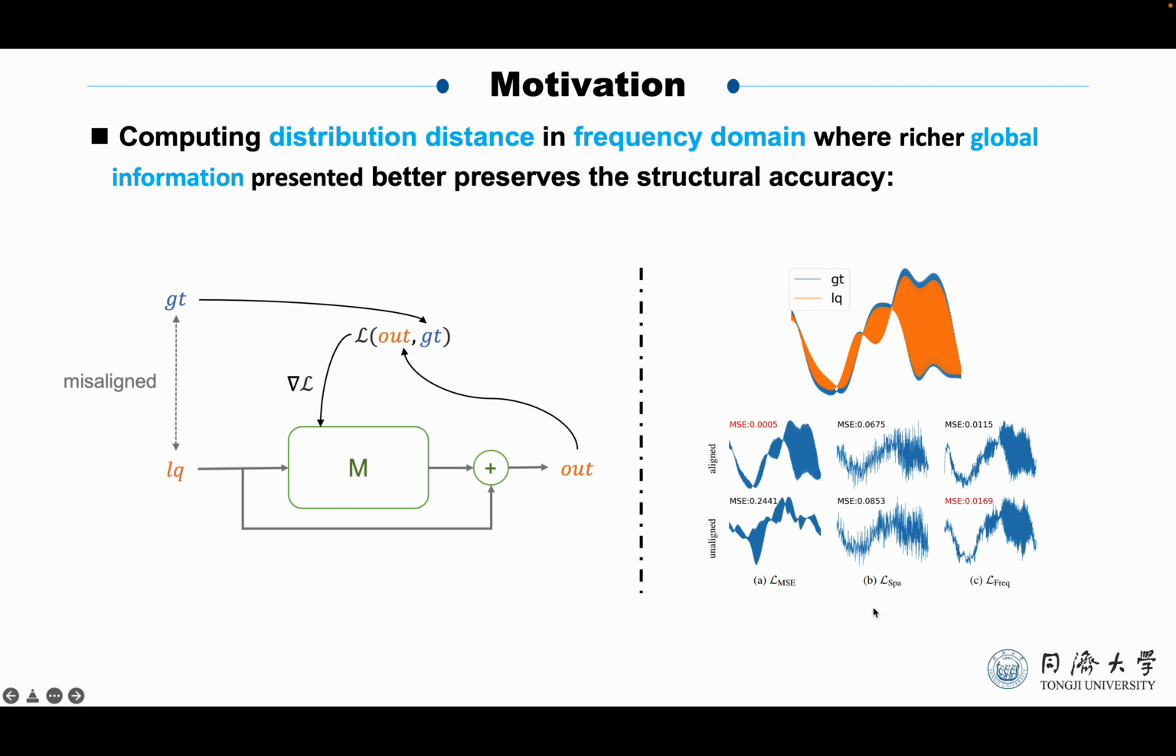As shown in this figure, this row shows the model trained with aligned data, and this row shows the predicted results of the model trained on misaligned data. In misalignment scenarios, using mean square error as the loss function results in a significant decrease in prediction accuracy compared to perfectly aligned training data. Meanwhile, calculating the Wasserstein distance in the spatial domain leads to local structural errors, as shown in these two figures. However, we discovered that measuring the Wasserstein distance in the frequency domain can reduce this problem compared to calculating it in the spatial domain, as shown in these two figures.